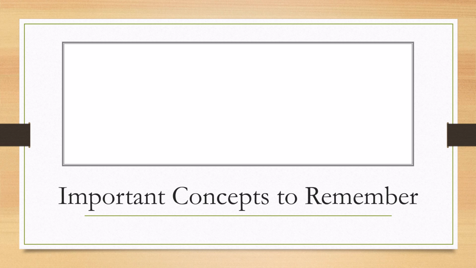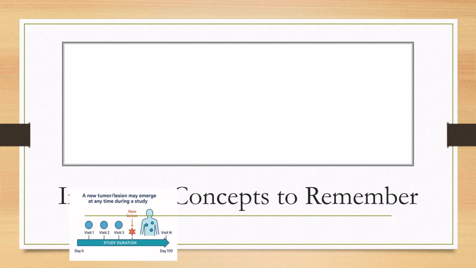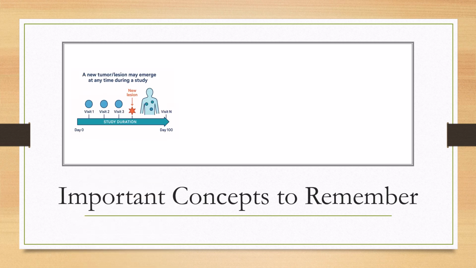Now let's explore how the tumor identification domain captures information about these tumors. The first one is, if in the post-baseline assessments a new tumor or lesion emerges, then what will happen? In this scenario, a new post-baseline record will be created in the TU domain to represent the identification of this new tumor or lesion. A new link ID will be provided for this newly identified tumor as well.